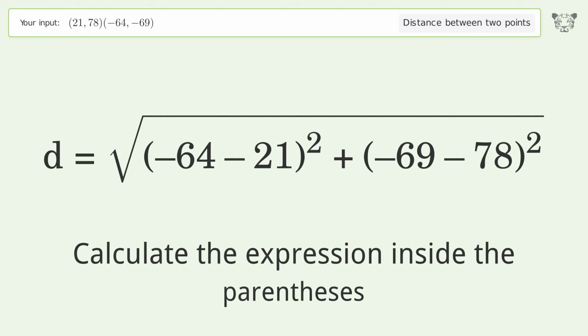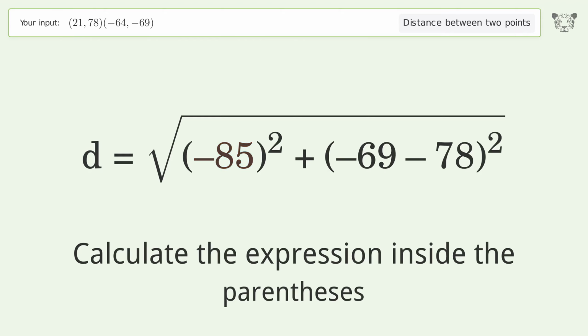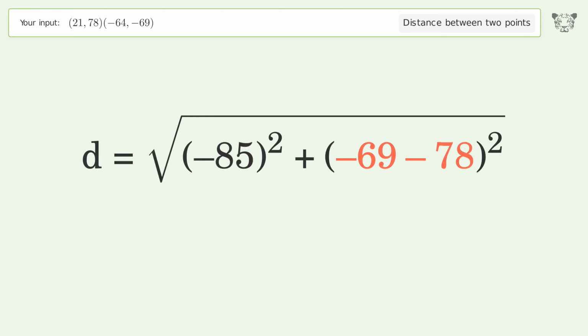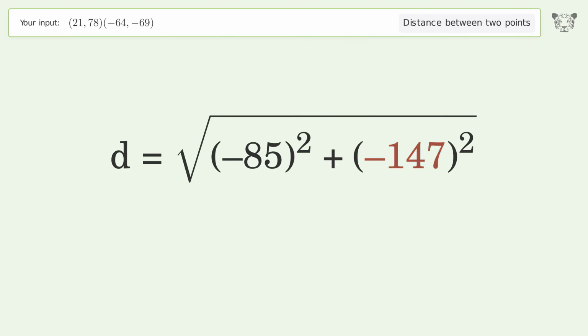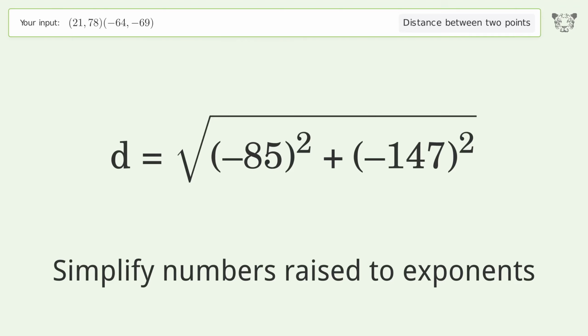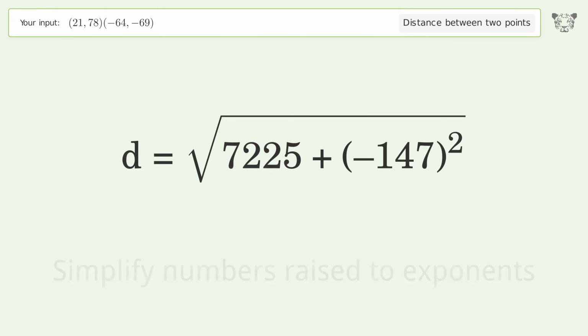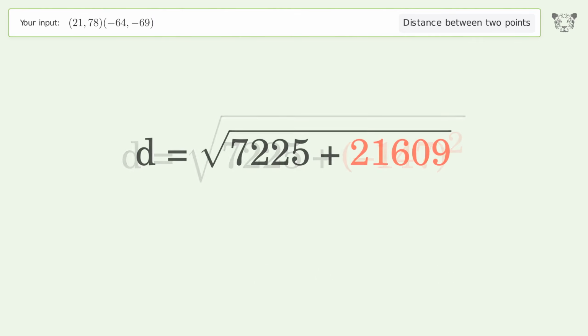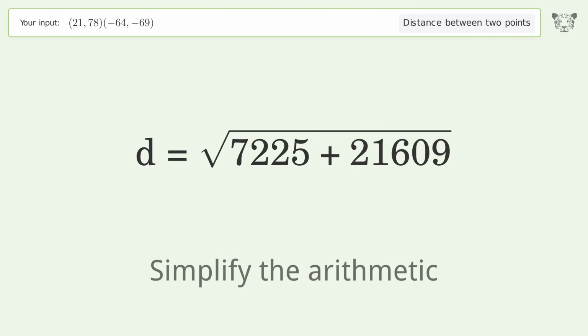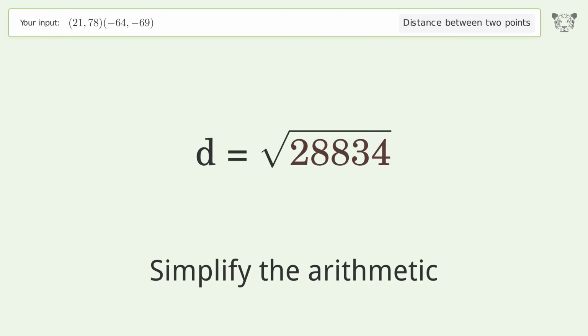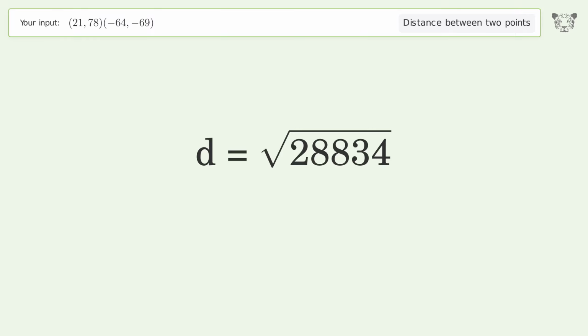Calculate the expression inside the parentheses. Simplify numbers raised to exponents. Simplify the arithmetic. And so the distance between the 2 points is the square root of 28,834 or 169.806.